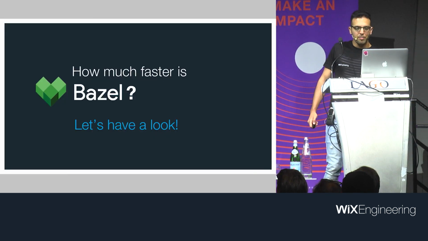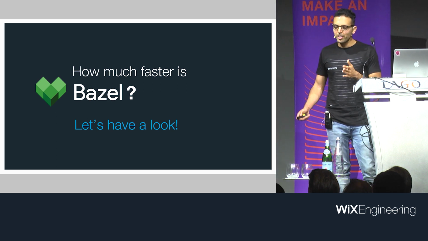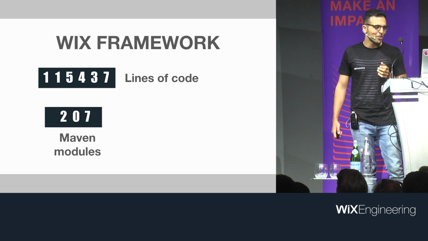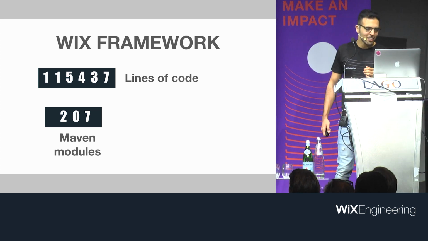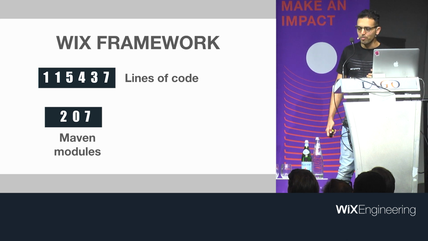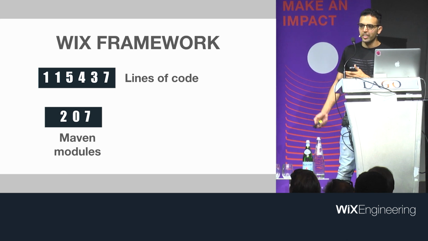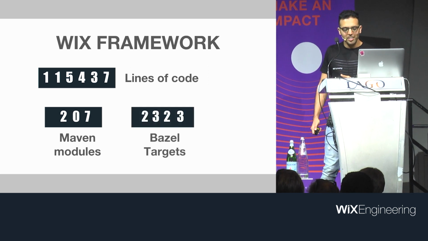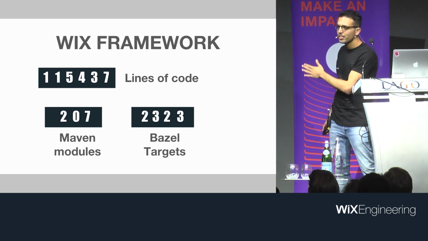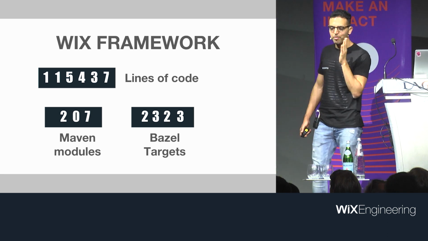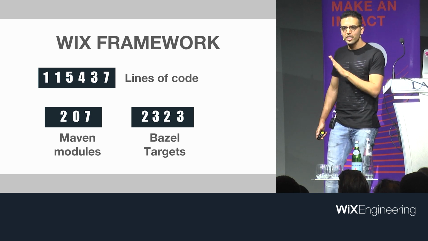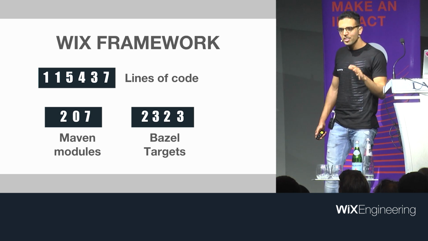So how much faster is Bazel really? Let's have a look. We took a small project, Wix framework, with over 100,000 lines of code that is divided into 207 Maven modules, and migrated it into Bazel. In Bazel, it was a little over 2,000 Bazel targets. In the next screen, we'll see Bazel and Maven running side by side. And I want you to note how long it takes each tool to digest what needs to be built and start running.